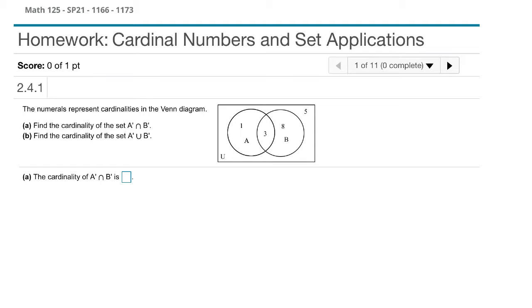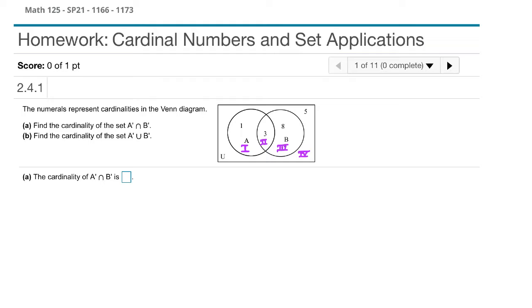So what we're given here is a Venn diagram, and inside that Venn diagram, for each region, we've got those numbers. And what those numbers mean are the cardinality for each one of those regions. Now, the regions that we have, if we go through and label them, we've got region 1, region 2, region 3 here, and we've got region 4 on the outside.